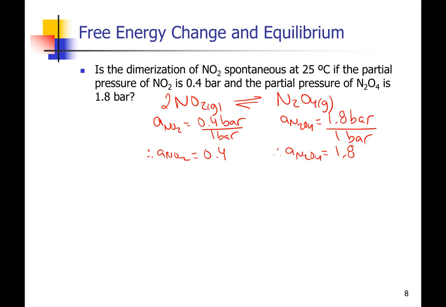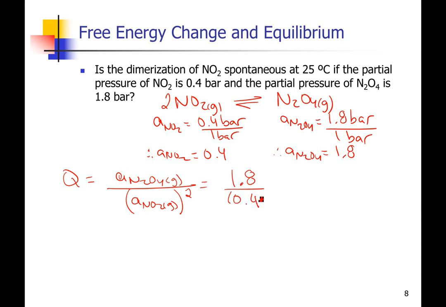Using those values, we can calculate a reaction quotient, which will be equal to the activity of our product, so activity of N2O4 gas, divided by the activity of our reactant, so that's NO2 gas, but because there's two of them, we have to square that, and so we get 1.8 divided by 0.4 squared, or 11.